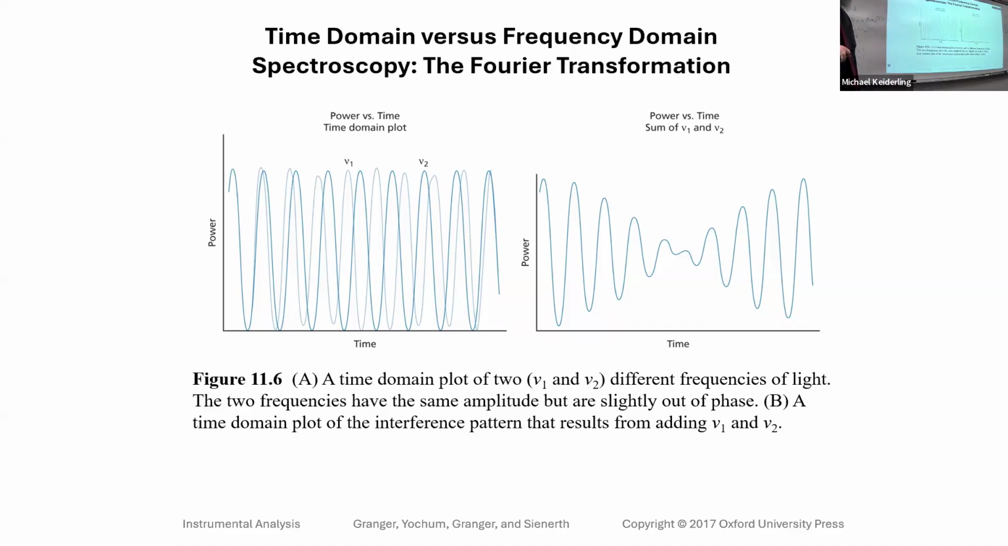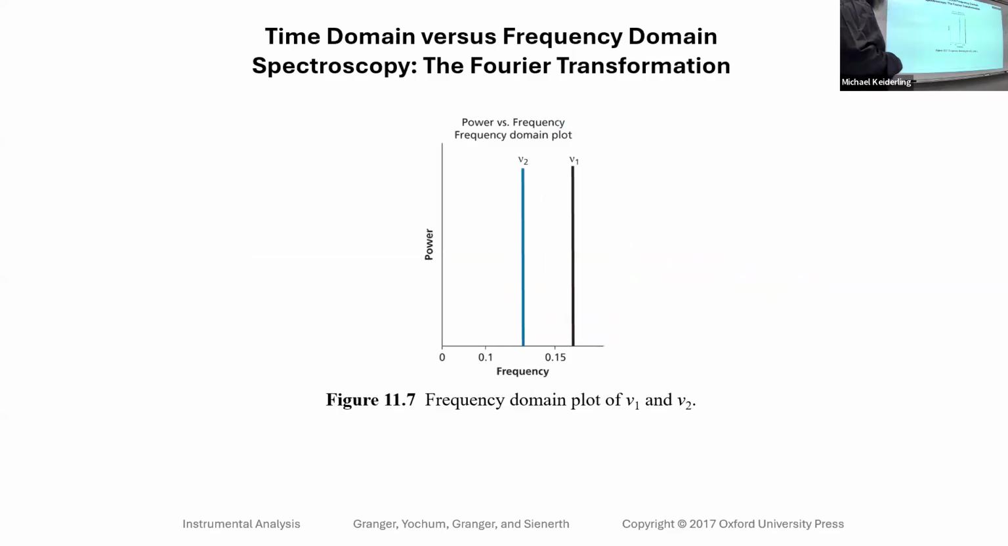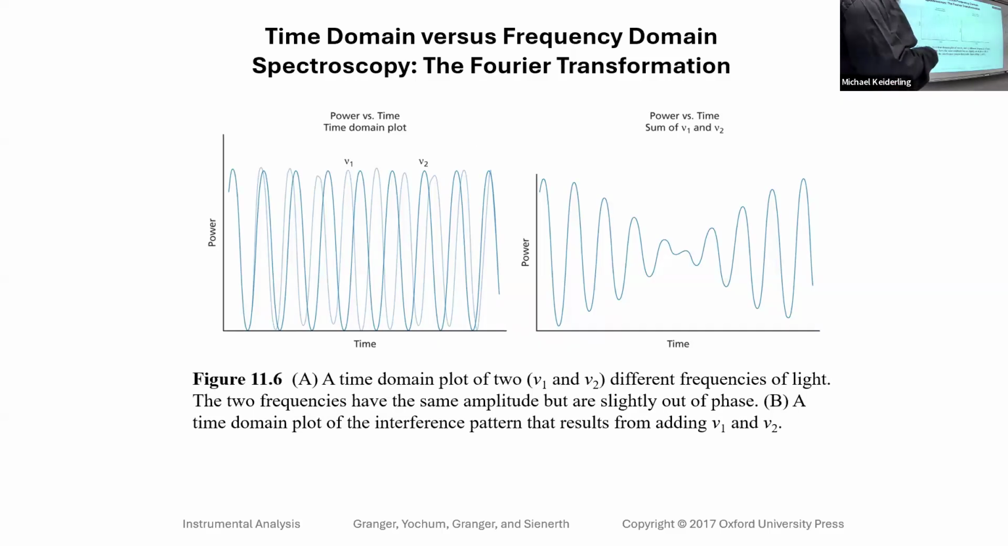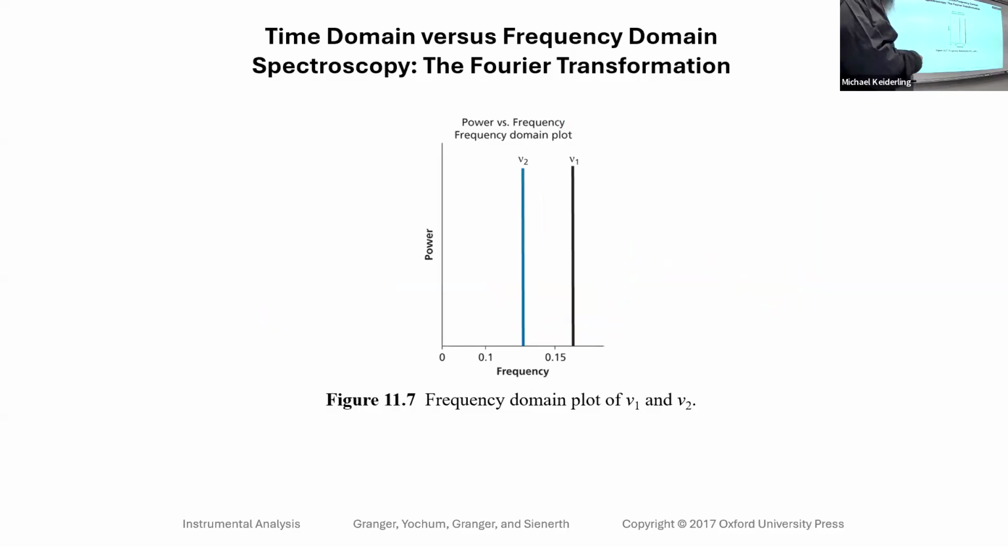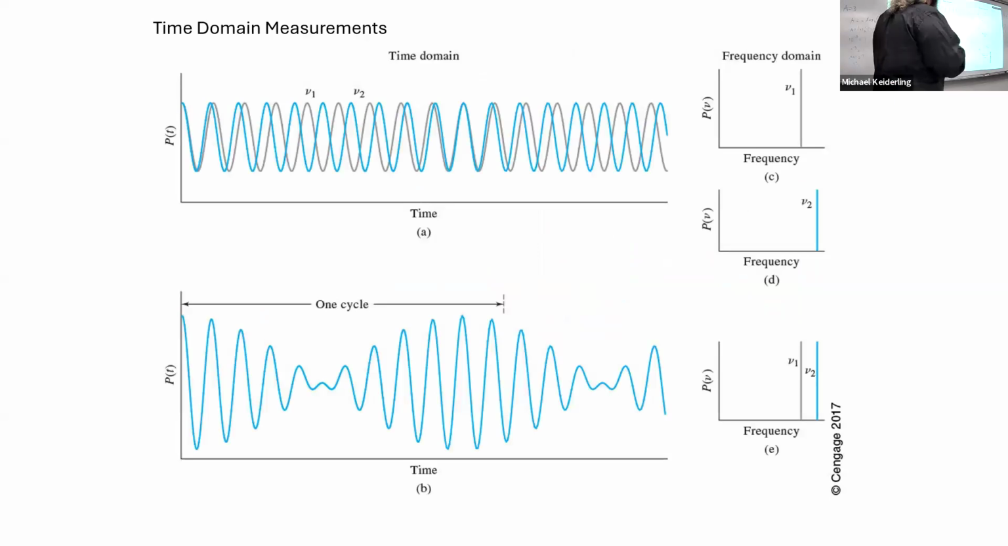So this is a time domain plot as we vary the position of one of these legs in a Michelson interferometer, and then we can convert it into a corresponding frequency. This is the sum of two waves that vary in time, with different wavelengths or different frequencies, and you can separate them out into the individual frequencies. This is a time domain measurement, and we can separate it out into the individual frequencies using a Fourier transform.